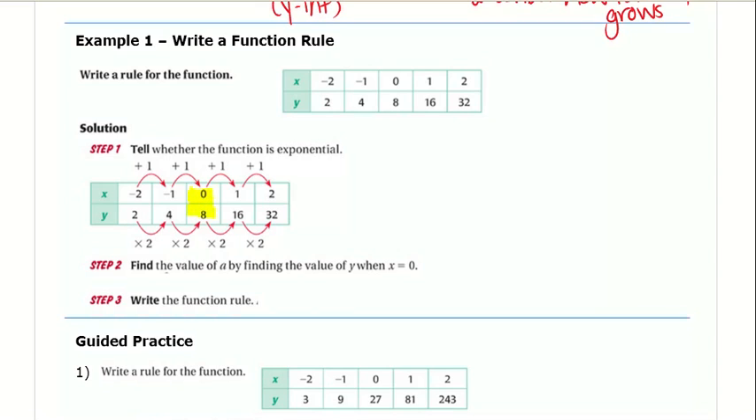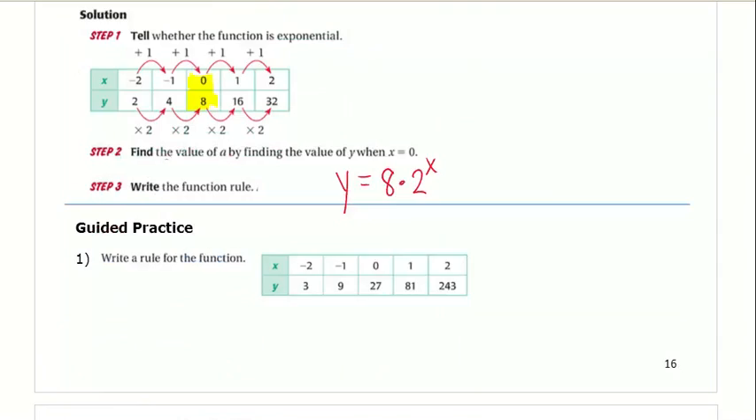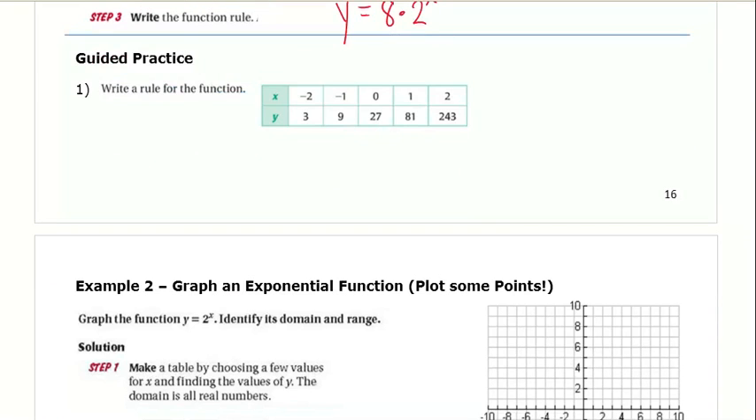Next, and this is step 2, we need to figure out what that initial starting value is, and that's when your x is 0. So now if we were to write our function rule, we'd have y equals, the initial starting value is 8, the base is 2, that's what you're multiplying by each time, and that 2 would be raised to the power of x. So once again, where x is 0, that goes there, that's the starting value. Take whatever you're multiplying by each time, that's your base, put an x as the exponent. Go ahead and try the guided practice, so pause the video and play when you're ready.